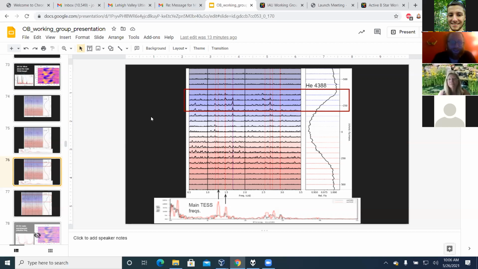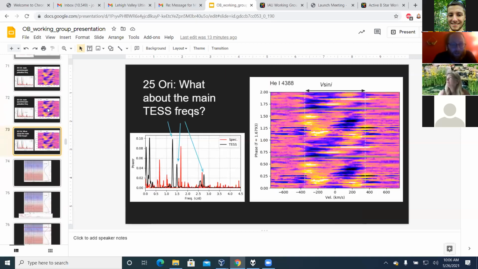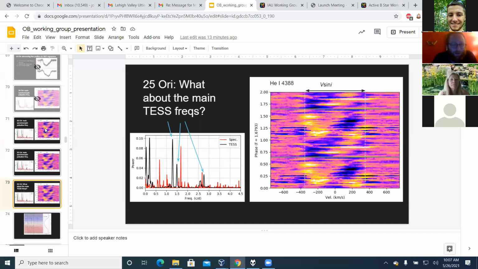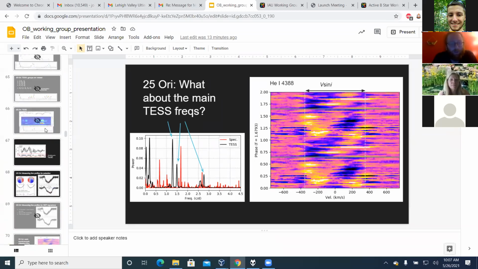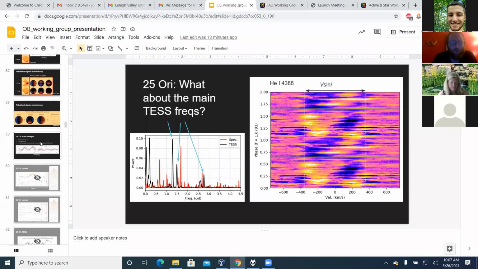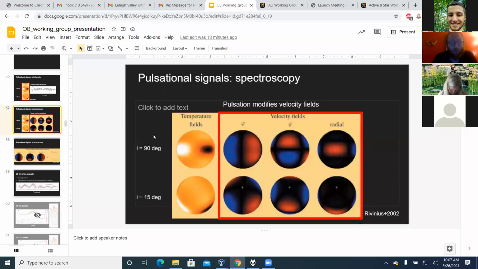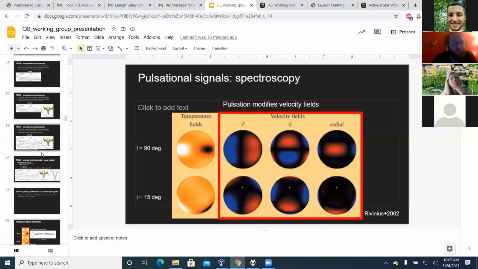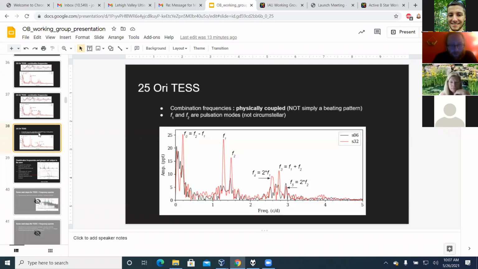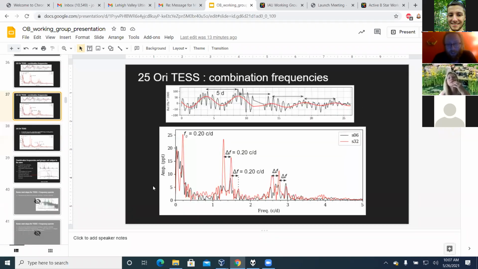Wait, what was the next one? Sorry, you had two there, and I forgot. You don't see the same spectroscopic frequency. That could be understandable, I think, based on the geometry on the surface, perhaps. Yeah, it could be a geometric cancellation situation, where if you have a certain sort of symmetry, you don't see a pulsational signature in the light curve. But you actually do see it very weakly.